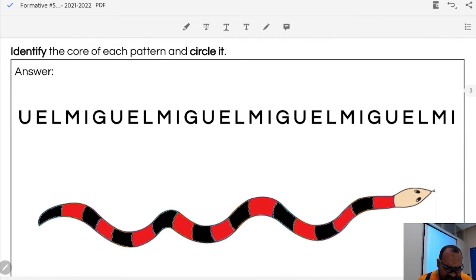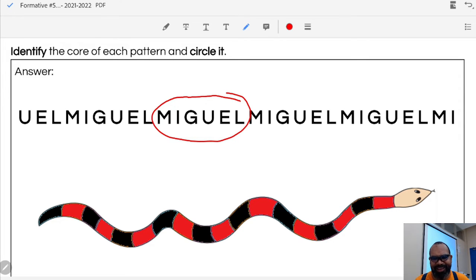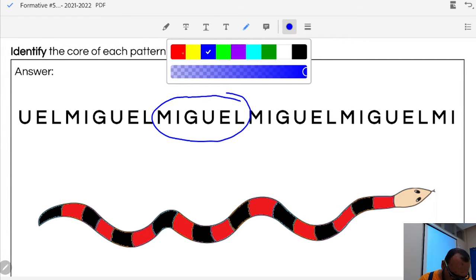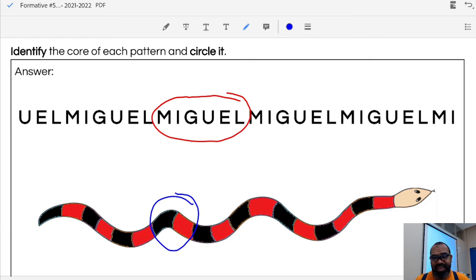Question 4. Identify the core of each pattern and circle it. Guys, what is the core of the pattern? It is the letters that make or create the pattern. In this case here, Miguel, Miguel, Miguel, Miguel. Circle. What is the pattern here in the snake? Some students just identify one pattern, just in the name, and forget the snake. They must identify the core of each pattern. How many patterns do I have here? 2. Great. Let's go ahead.